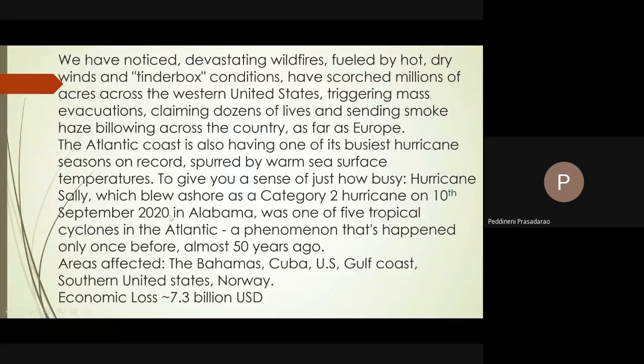And one thing I would like to mention is Hurricane Sally, which we saw in September 2020. It impacted the Bahamas, Cuba, the US, and the Gulf Coast, and the approximate economic loss was something like 7.3 billion US dollars. So though there were no deaths, there was huge economic loss and also ecological loss.